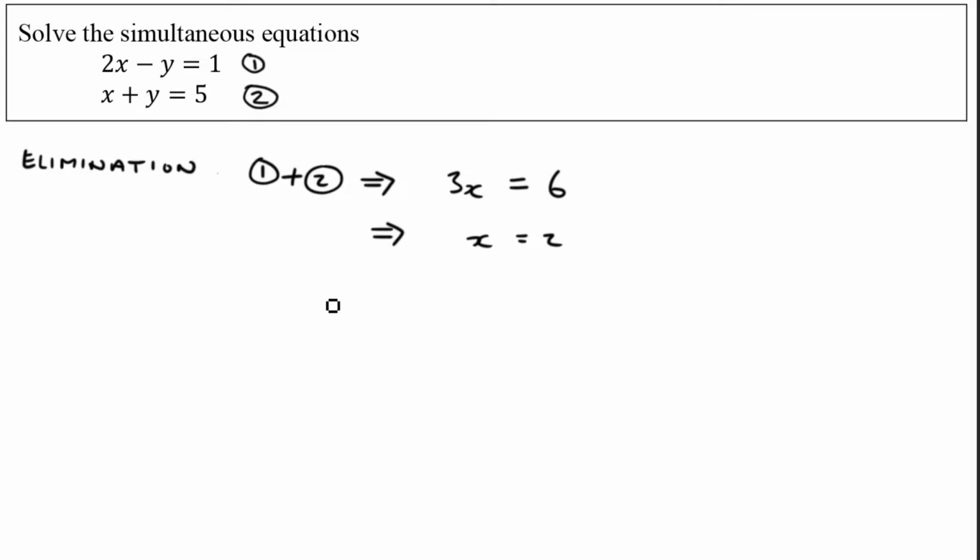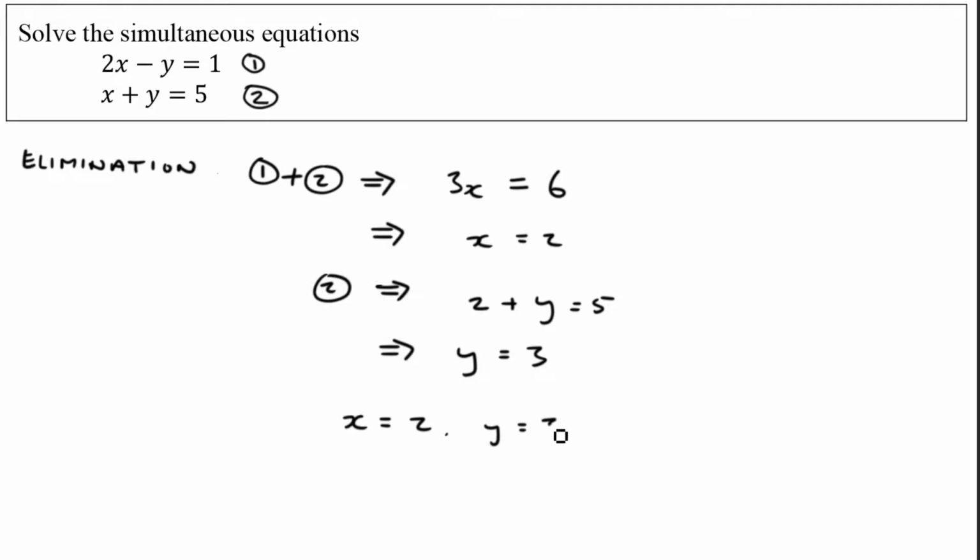We still need the value of y, so we can use either of the equations. Let's use equation 2 to say that x, which we now know is 2, plus y is 5, and therefore y is 3. Once again, let's finish with the conclusion: x is 2, y is 3. There we are.